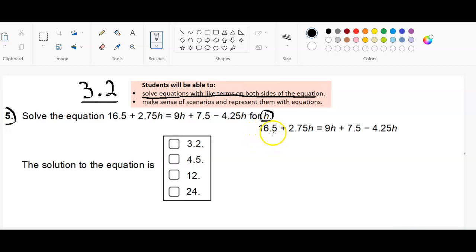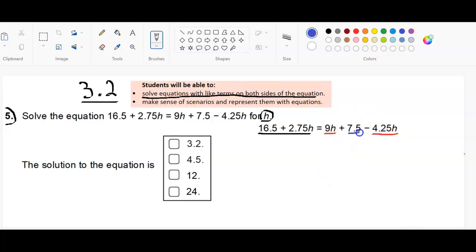So we have 16.5 plus 2.75h equals 9h plus 7.5 minus 4.25h. On the left hand side of the equation, I can't do anything because you have a 16.5 plus a 2.75h. You can't combine these two terms; they are not like terms. Over here, what can I do? Well, I notice there's a 9h right here and a minus 4.25h. So on the right side of the equation, you have three terms.